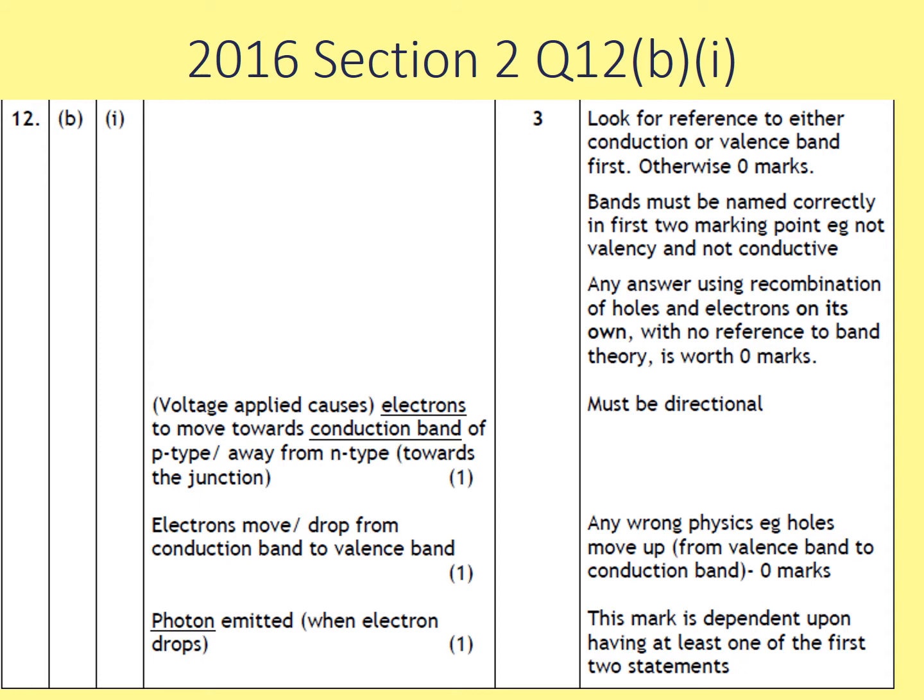What we really want is electrons move towards the conduction band of the p-type, away from the n-type, towards the junction. Electrons drop from the conduction band to the valence band. Remember, the conduction band's a higher energy level, so we move from a higher energy level in the conduction band to a lower energy level in the valence band. We have a difference in energy. That energy is released as photons. So the key bits of information here is that electrons move towards the conduction bands of the p-type or away from the n-type.